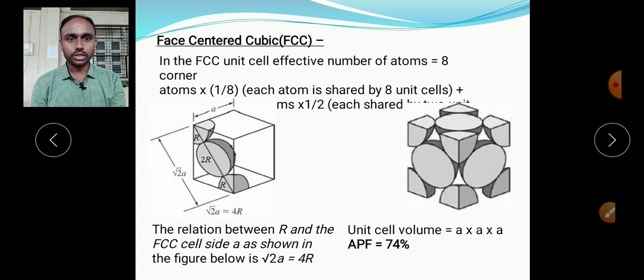Yes, so it has been shared. So, it has been shared with how many different unit cells? Now, again we can take yesterday's example only. In the last video we have taken the example of football.